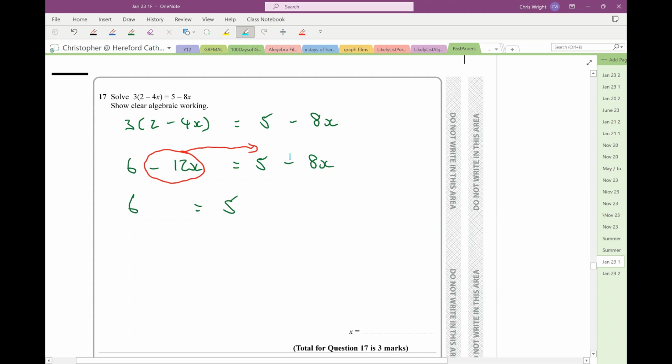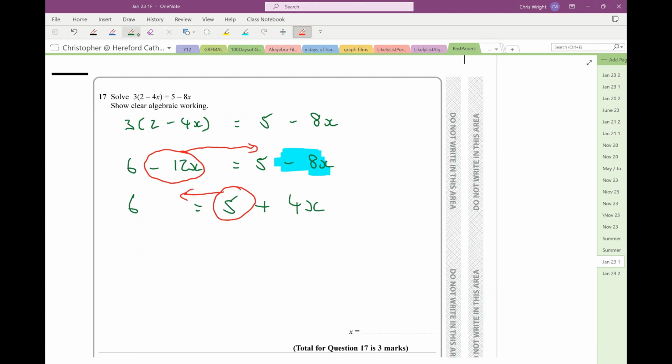Now I had minus 8x. I'm going to plus 12x. So that means that I now have plus 4x. And now I'm going to float and ping this 5 over there. So it becomes a minus 5. So it's going to be 6 minus 5, 1 equals 4x, or 4x equals 1.